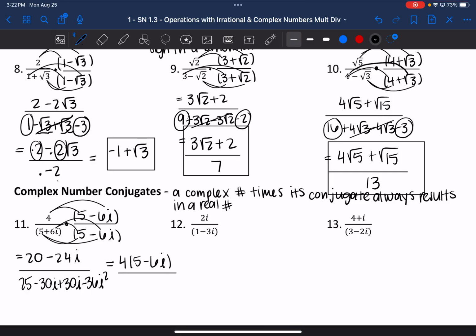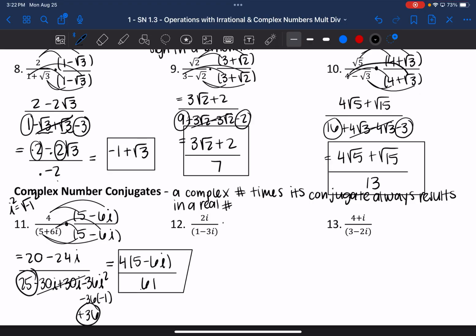In the denominator, my negative 30i and positive 30i will go away. And then like on our 1.2 assignment, remember we know that i is equivalent to square root of negative 1. Therefore, i squared would just be negative 1. So this would be negative 36 times negative 1, which would actually be positive 36. And positive 36 and 25 are like terms, so I could add those together and I would get 61. Now 4 and 61 not divisible, so I'm going to leave it just like that.